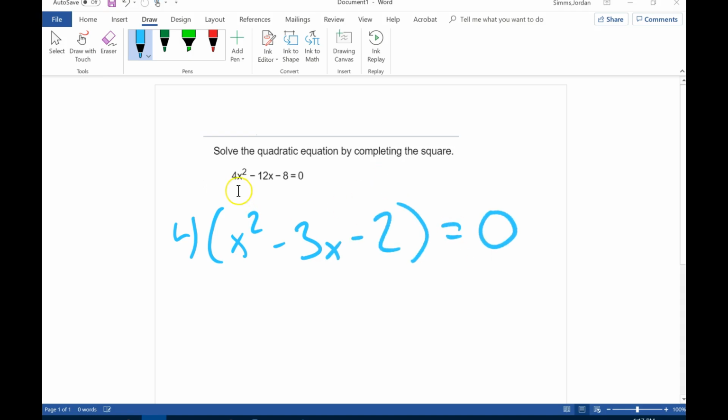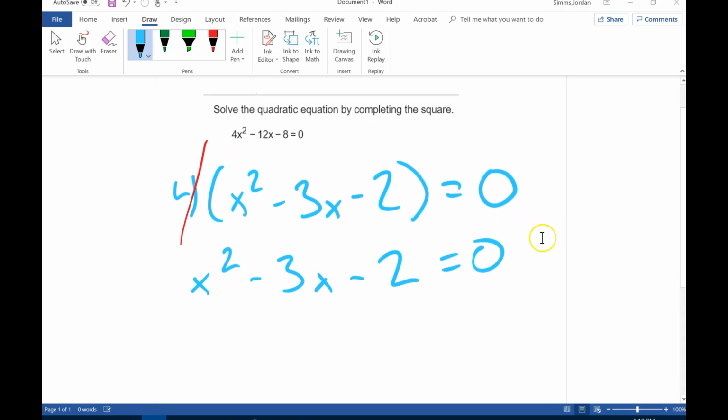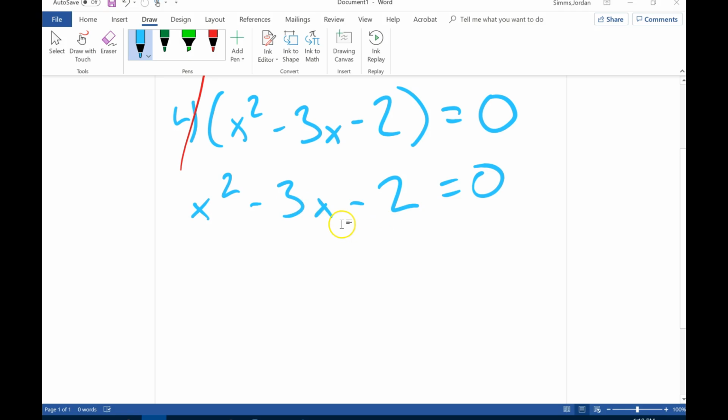Okay, so I'm just factoring out the 4 from each term in that trinomial, and 4 doesn't equal 0, so we don't even have to really think about it, right? So really we have x squared minus 3x minus 2 equal to 0. Now, if we try to factor this, this is not factorable. There's nothing we can do there, and we're asked to complete the square anyway.